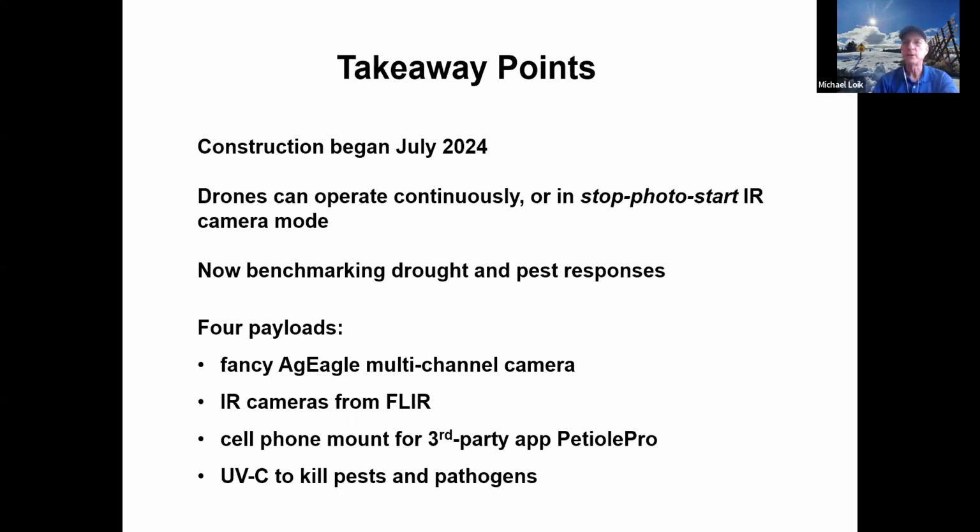We have a fourth payload, which is UVC to kill pests and pathogens. And so we are working that one up right now. That one will operate in a continuous mode at nighttime when there are no staff around. There will be fans that will help to blow the leaves to help ensure exposure to UVC.